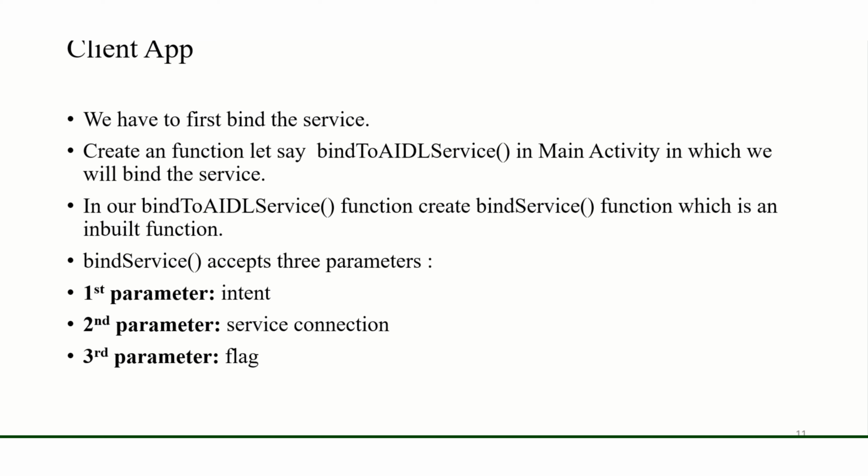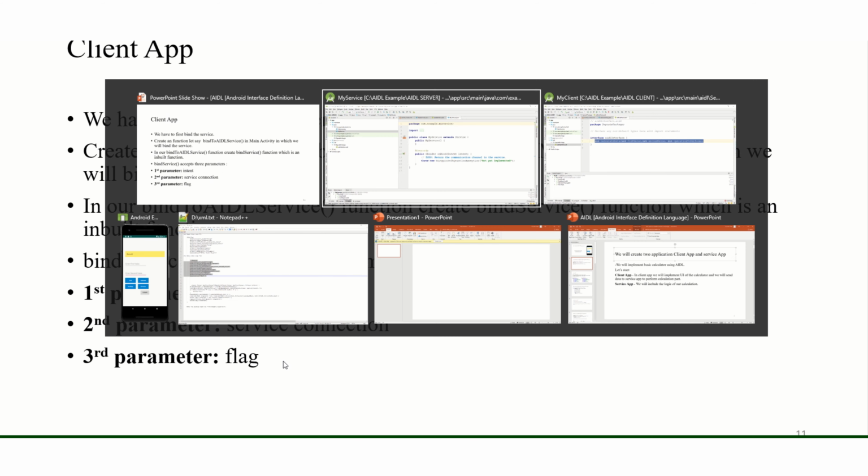So first of all, we have to bind the service. Means we have to establish the communication between the two. We have to establish a communication channel between client and service app. So we will create one method, any method you can name it, in which we have to create this bind service function. This is an inbuilt function which accepts 3 parameters. First is intent, second is service connection, and third is flag. We'll see each of it in detail.